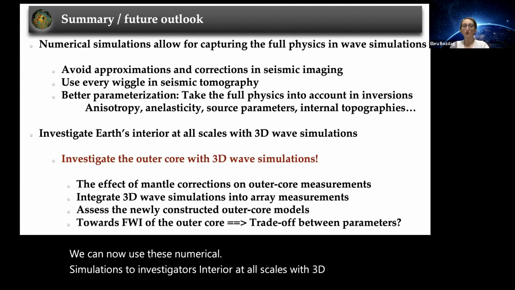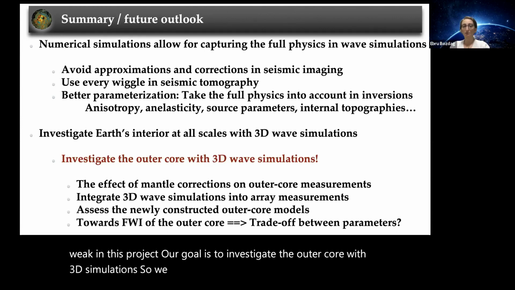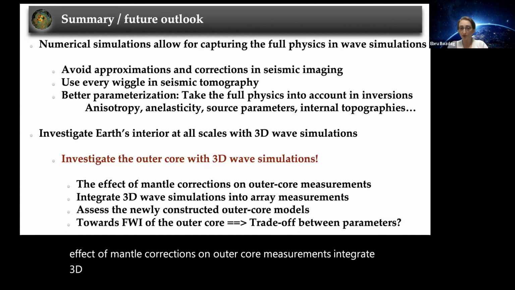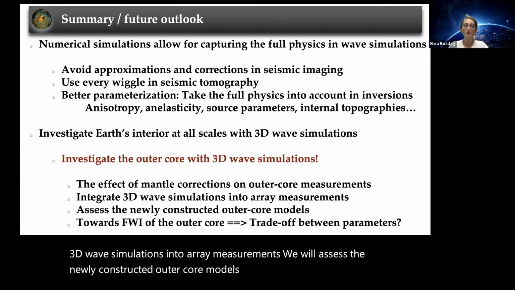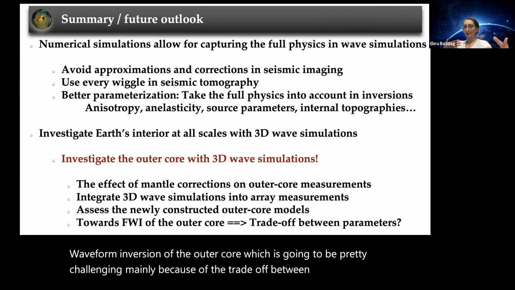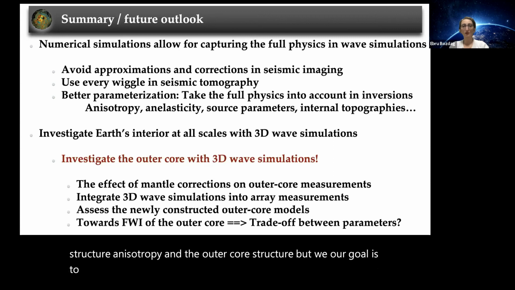And within this project, our goal is to investigate the outer core with 3D simulations. So we will investigate the following problems: the effect of mantle corrections on outer core measurements, and integrating 3D wave simulations into array measurements. We will assess the newly constructed outer core models using 3D wave simulations. And our ultimate goal is to go towards full waveform inversion of the outer core, which is going to be pretty challenging, mainly because of the trade-off between the mantle structure and anisotropy and the outer core structure. But our goal is to investigate and to come up with a framework to better image the Earth's outer core.